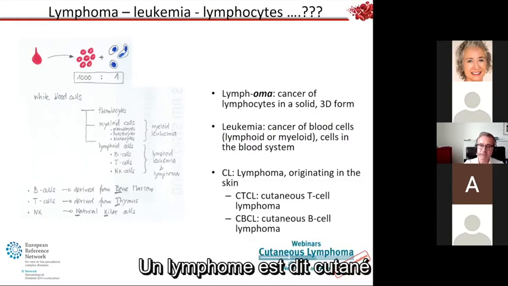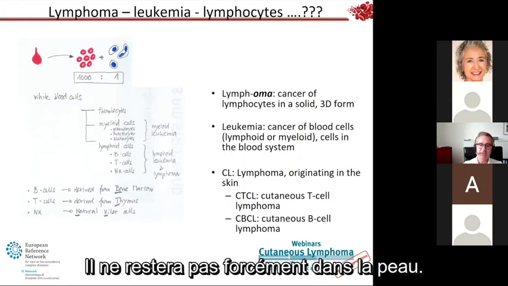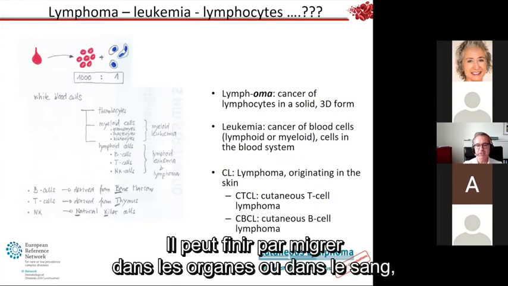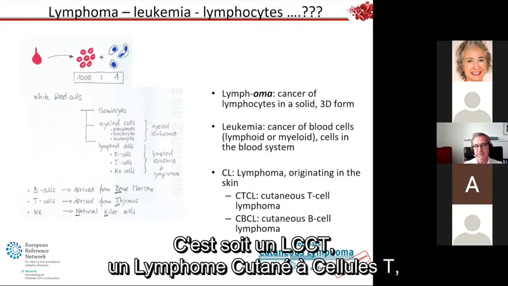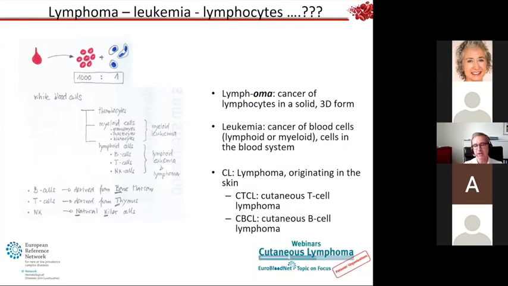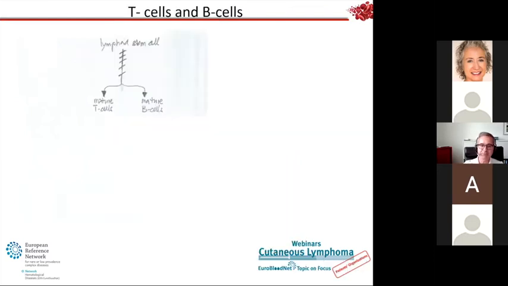And cutaneous lymphoma simply means that the lymphoma originates in the skin. It does not mean that it has to stay forever in the skin. It may eventually also migrate into the inner organs or into the blood or the lymph nodes, but it stems from the skin, and it's either a CTCL, cutaneous T-cell lymphoma, or a CBCL, cutaneous B-cell lymphoma.